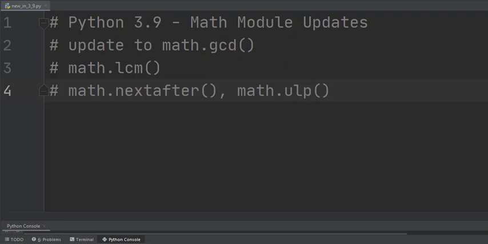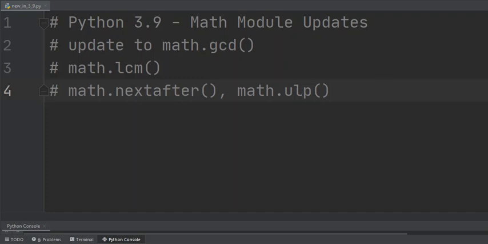Python 3.9 was released earlier today as of filming and included 4 updates to the math module, and in this video we will run through them. There's an update to the greatest common divisor function, and 3 entirely new functions: least common multiple, and 2 similar ones that relate to floating point arithmetic, math.nextafter, and ULP, which stands for unit in the last place, or some might call it unit of least precision.